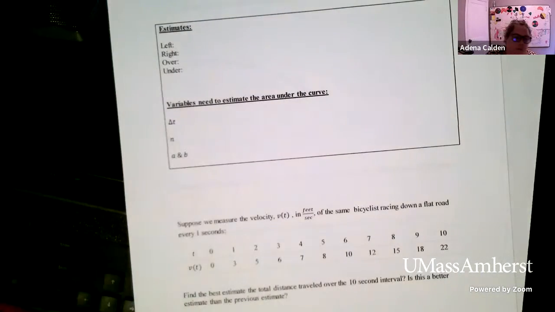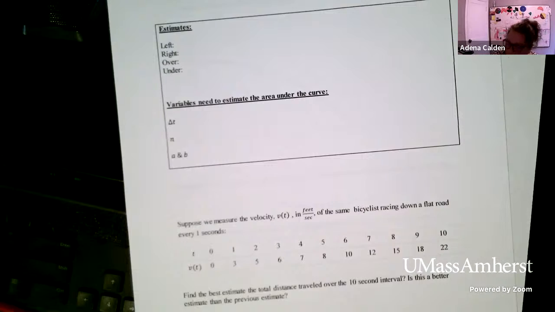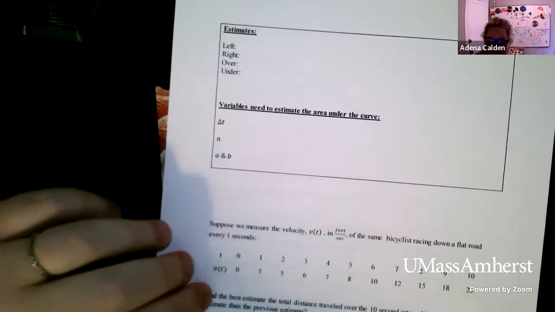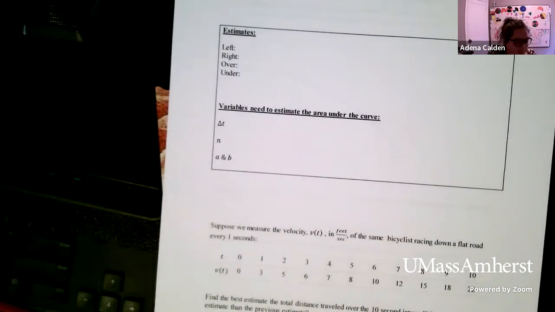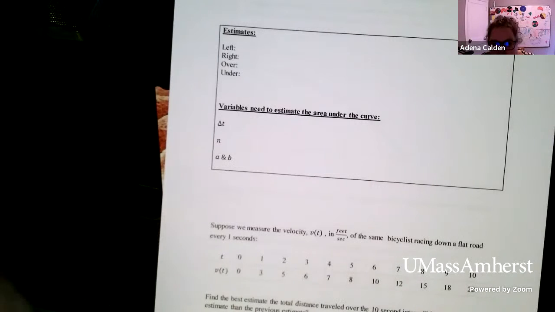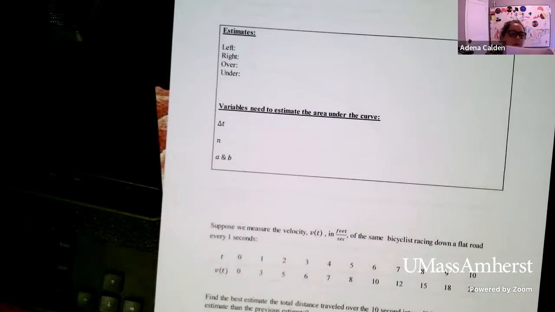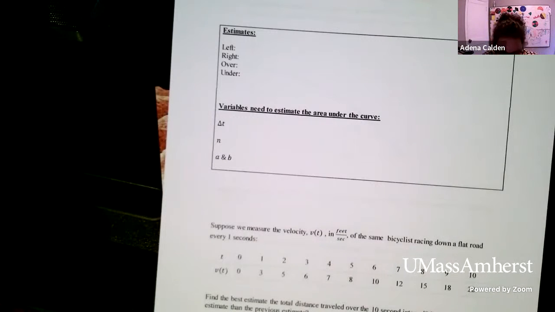So let's consolidate some of the stuff that we've been talking about and see how we can summarize some of the things we've been doing. So we have estimates. We have left-hand estimates. When we do a left-hand estimate, we assume the rate on the left is constant.